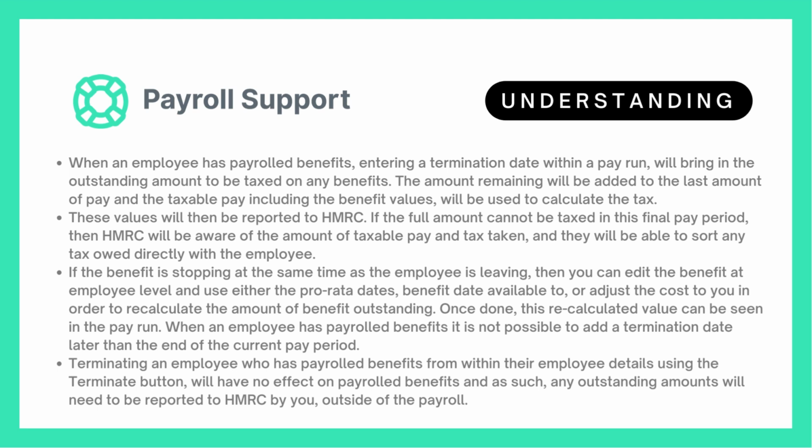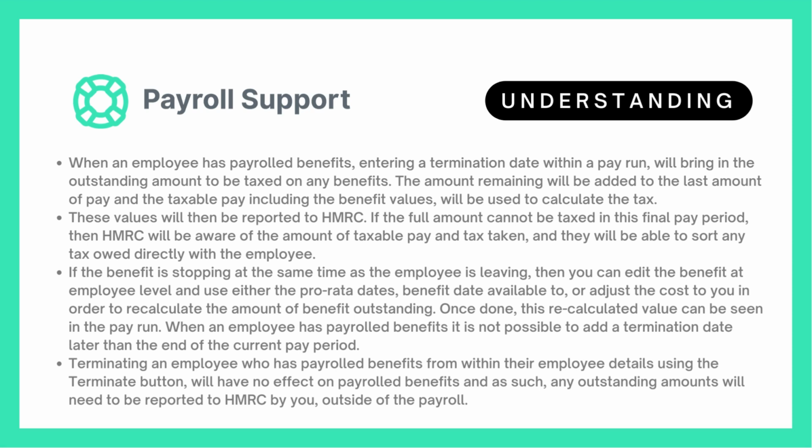If the full amount cannot be taxed in the final pay period, HMRC will be aware of the amount of taxable pay and tax taken, and they will sort any tax owed directly with the employee. If the benefit is stopping at the same time the employee is leaving, then you can edit the benefits at employee level and use either the pro rata dates, benefit date available to, or adjust the cost to you in order to recalculate the amount of benefit outstanding. Once done, this recalculated value can be seen in the pay run.